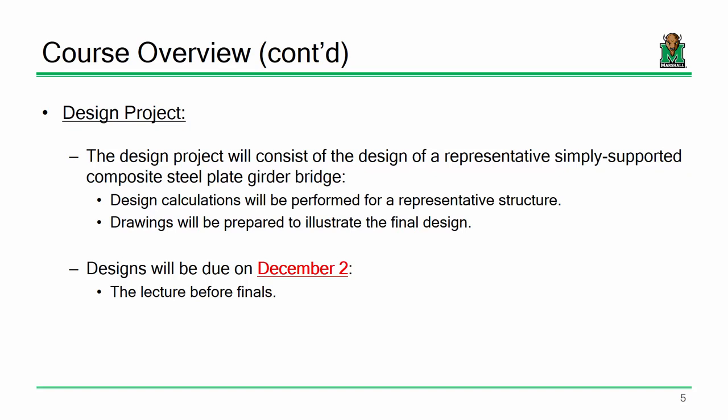So what I'll probably do is it's going to be a simply supported bridge. I'll do something similar with the research project. I'll come up with different span lengths and cross frame spacings and what have you, and you'll each go to work and prepare the calcs for your independent girder design and come up with at least some rough drawings to illustrate what your final design is going to be, and you'll just turn that in the last week of the semester, so you'll have plenty of time to do that. Sound good?